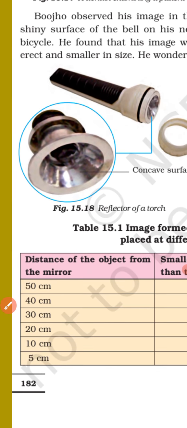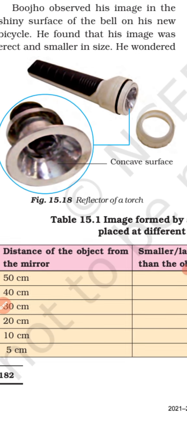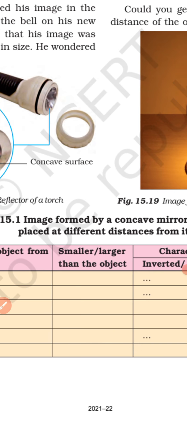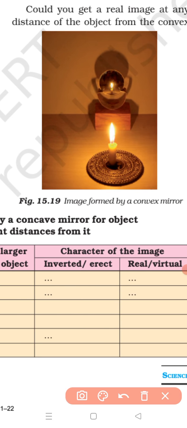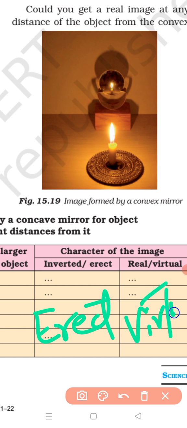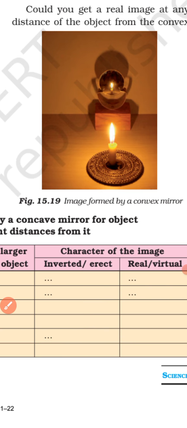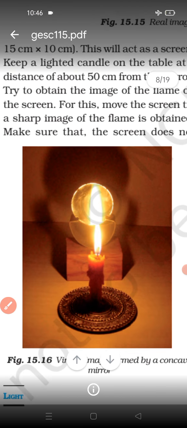Next, when it was brought to a distance of about 20 centimeter, then what happened? It got enlarged. That means highly enlarged. Means larger, more larger than the object. Okay, enlarged. And this time the character of the image is erect. And here the image is virtual. Image is what? Virtual.